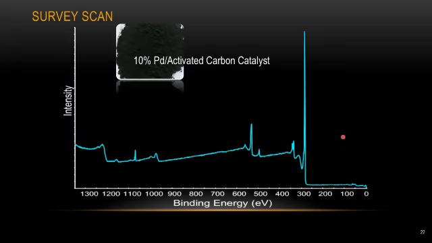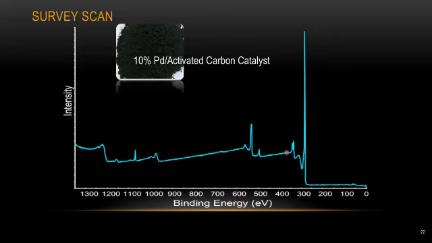Now we'll start looking at our first data type, the survey scan. Usually the data you receive from an XPS measurement is displayed as intensity, also known as electron yield, versus energy. The energy can be binding energy or kinetic energy, and you can easily switch between them during post-data processing.